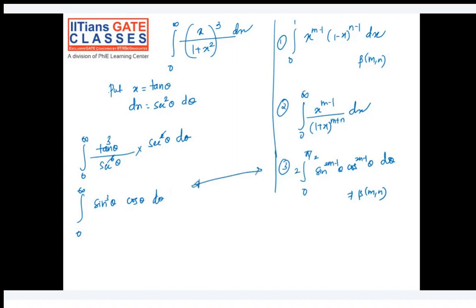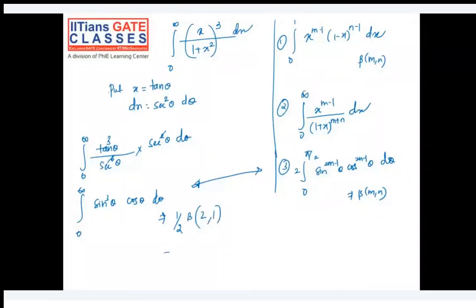So the answer is 1 by 2 beta. 2m minus 1 is equal to 3, it means m is equal to 3 plus 1 is 4, 4 by 2 is 2. Okay, so it's p plus 1 divided by 2. So 3 plus 1 divided by 2 is 2, and 1 plus 1 divided by 2, 2 by 2 is again 1. So 1 by 2 beta 2 comma 1 will be the final answer.